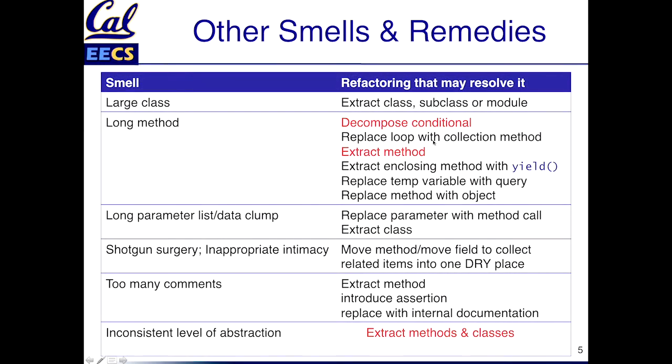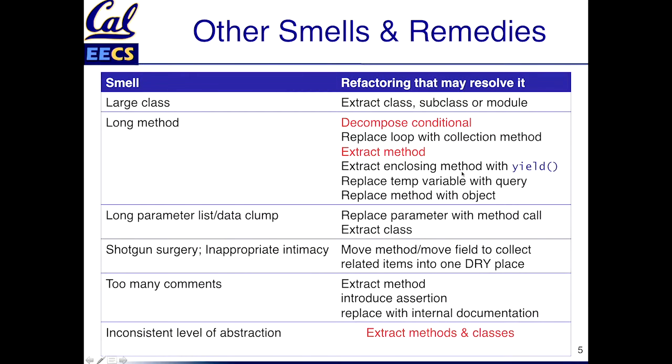Other things in a similar category: replacing loops with collection methods. If you're coming into Ruby from other imperative languages where you write for loops, we already know that in Ruby there are collection methods, iterators, and all these other ways to deal with iteration that are not straight for loops. Another neat Ruby-ish trick that doesn't apply in a lot of other languages is extracting enclosing methods with yield.